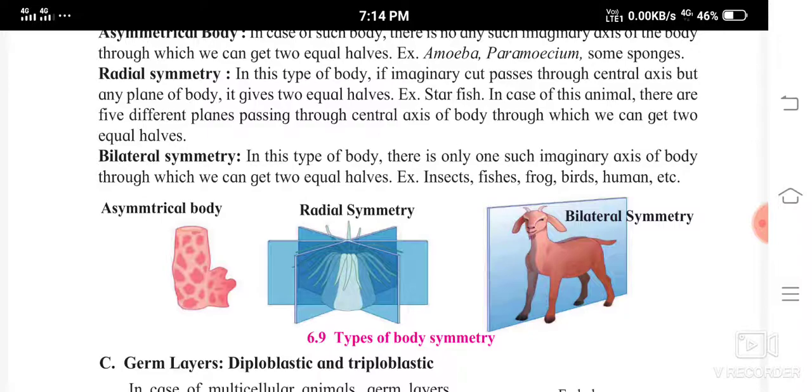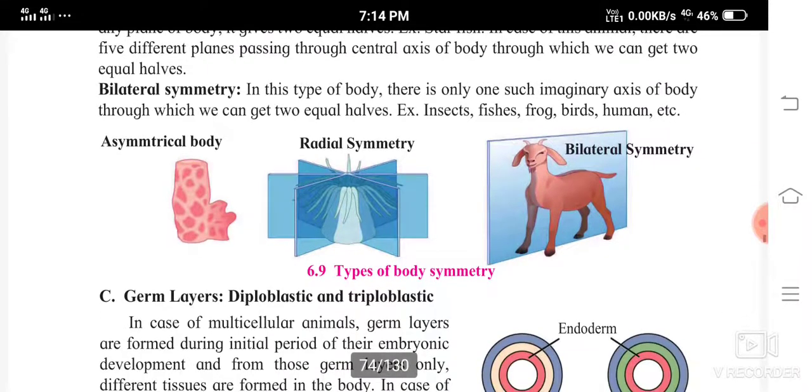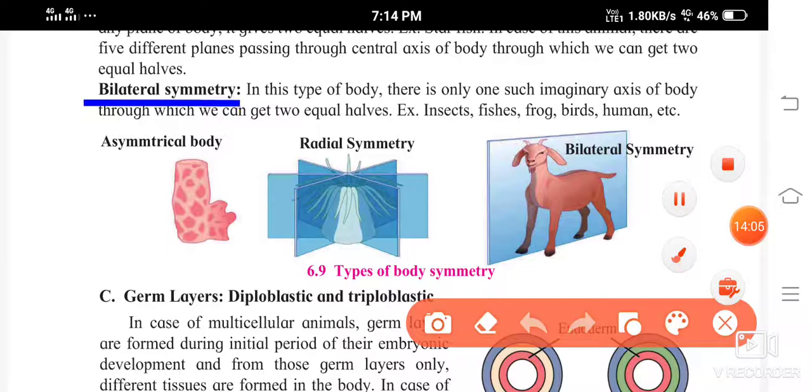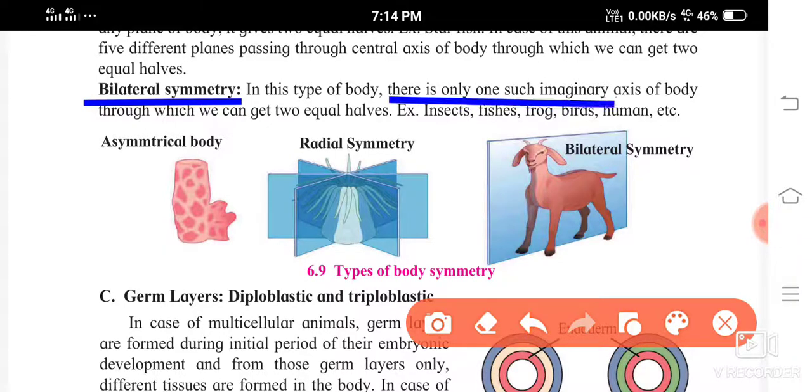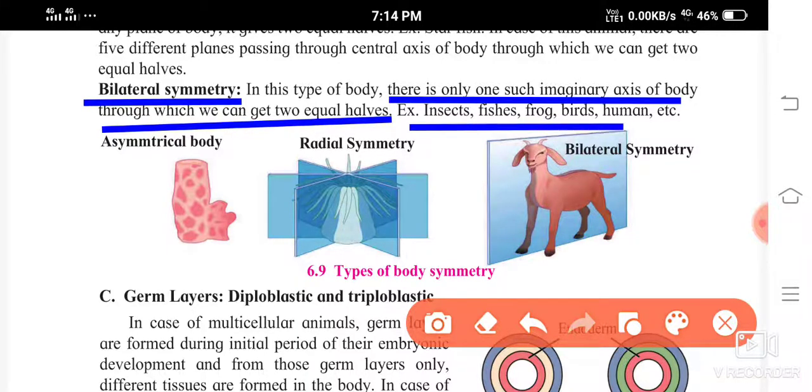Now bilateral symmetry. In this type of body, there is only one such imaginary axis of the body through which we can get two equal halves. So in bilateral symmetry, there is only one such imaginary axis of the body through which we can get two equal halves. Examples: insects, fishes, frogs, birds, humans and all.